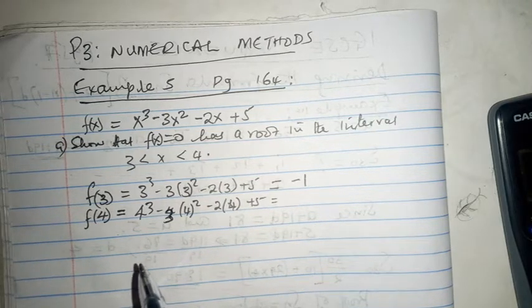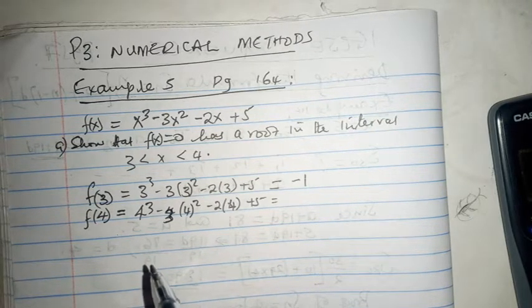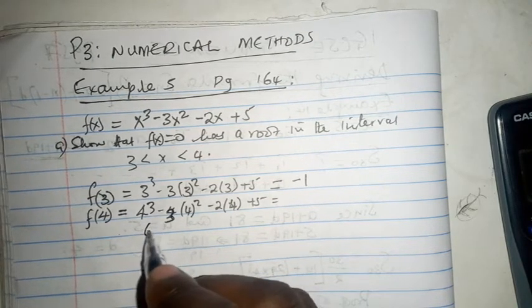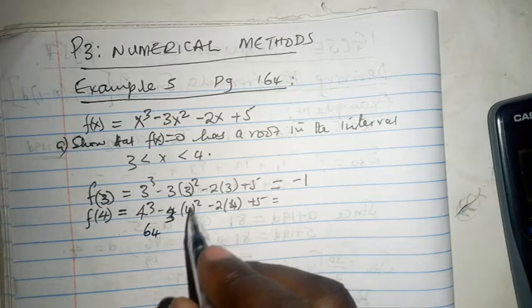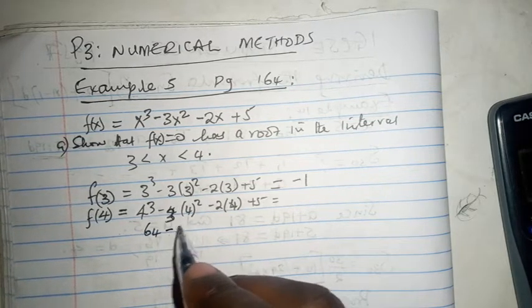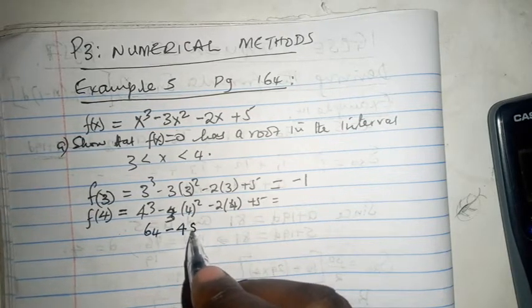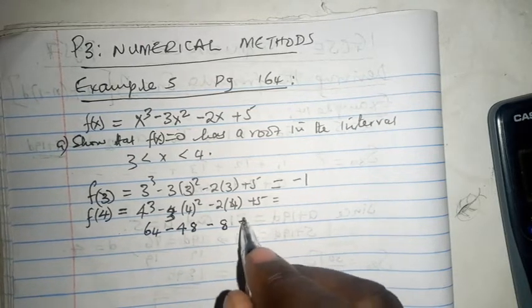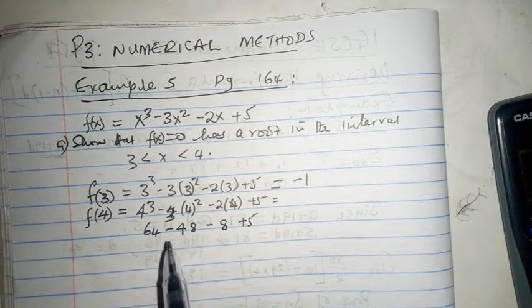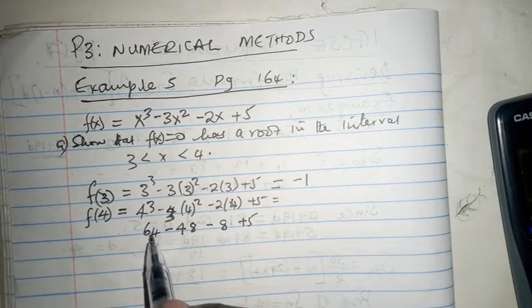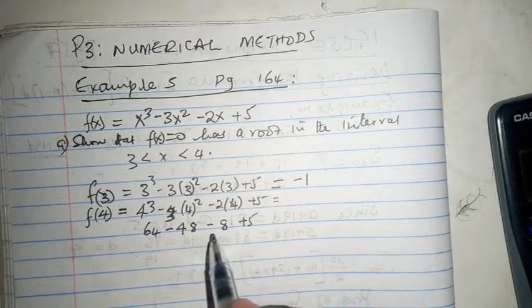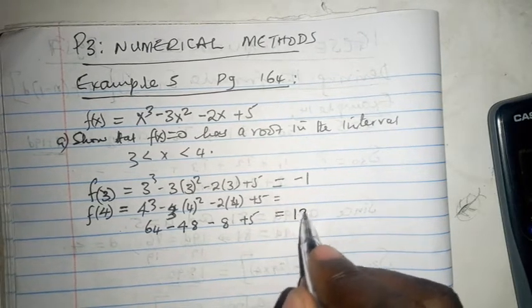Let's just work it out properly. 4 cubed is 64. 3 times 16 is 48. And of course minus 8 plus 5. Let's have all the positives: 64 plus 5 is 69. 69 minus 56 is positive 13.